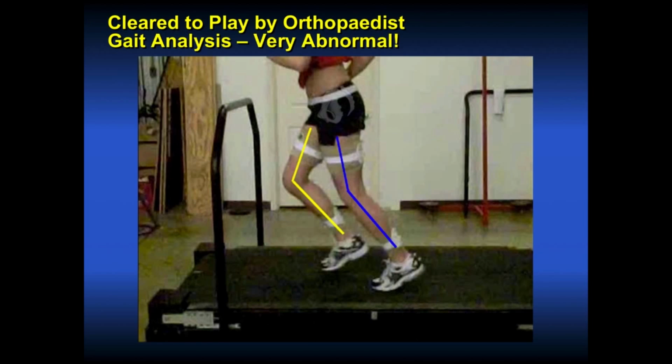Us orthopedists oftentimes clear athletes to play based on range of motion of the knee, tone of the quadriceps, watching them walk and jump, and a stable knee. This individual was cleared to play because she passed all clinical tests, but when we put her in the gait lab, it's pretty shocking what we see. So this is the analysis of her gait, both from the sagittal and coronal planes.